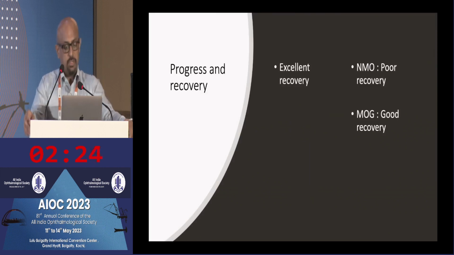What about progress and recovery? In typical optic neuritis, more than 90% of these patients would have a recovery even without intervention at the end of 4 to 6 weeks. And patients who have optic neuritis with circulating antibodies to aquaporin 4 generally have a poor recovery. MOG is somewhere in between. Most of the patients with MOG antibody would be more benign than NMO, and they will have a good recovery.